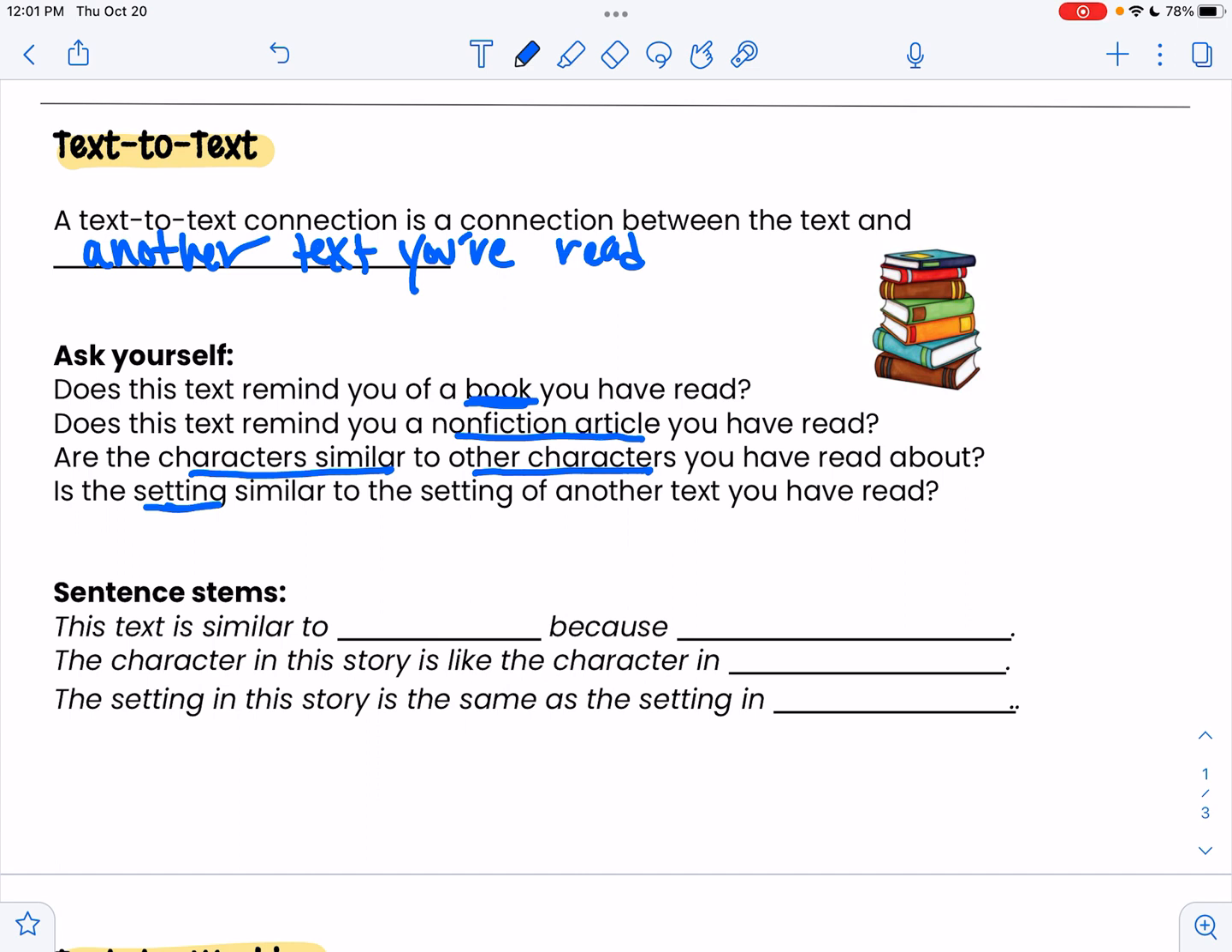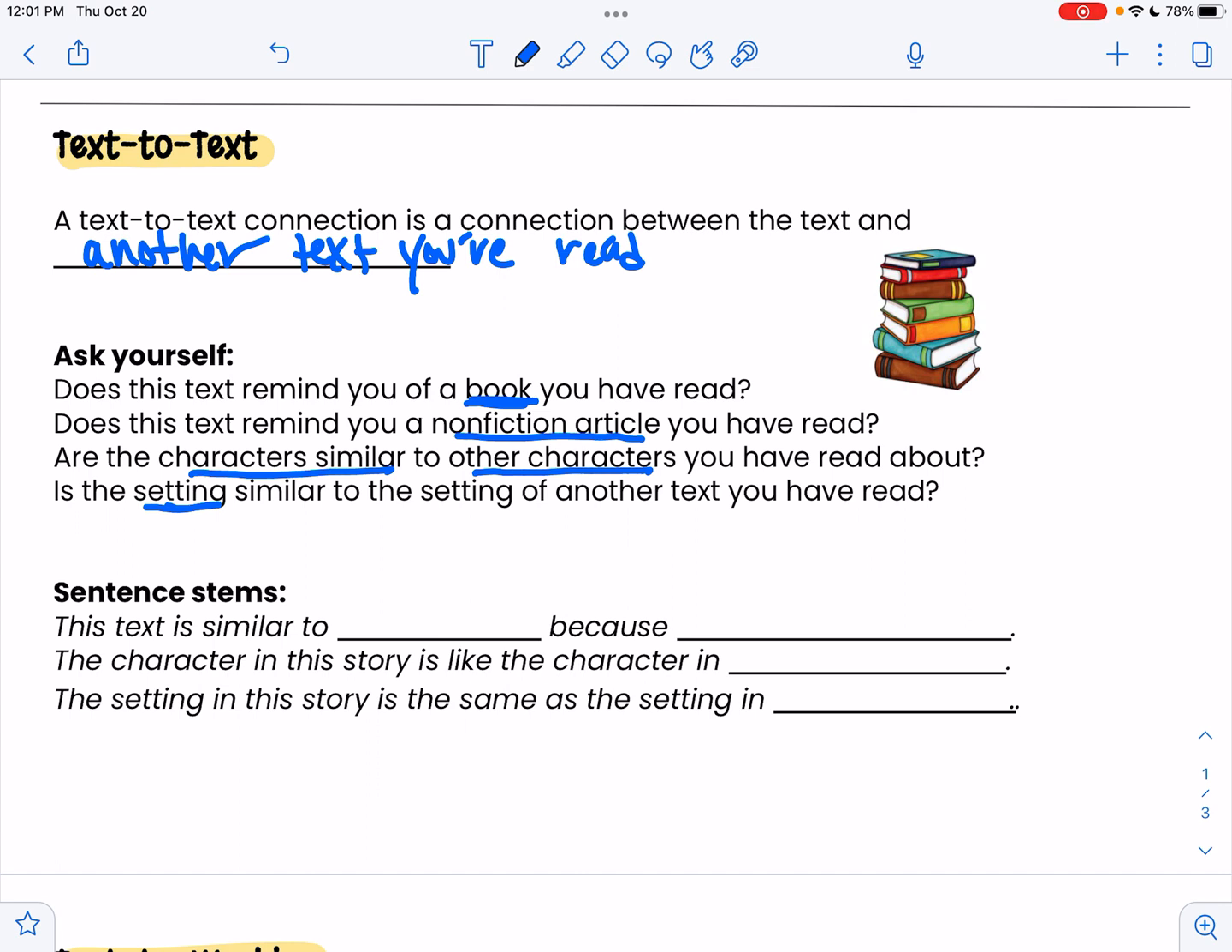Okay, so you can think of text to self or text to text as in, oh, this short story that I read reminds me a lot of Harry Potter, or this book I read reminds me of the Percy Jackson series. I'm making connections with the text, but then I'll need to be specific about what is the one thing that is connecting these 2 texts.